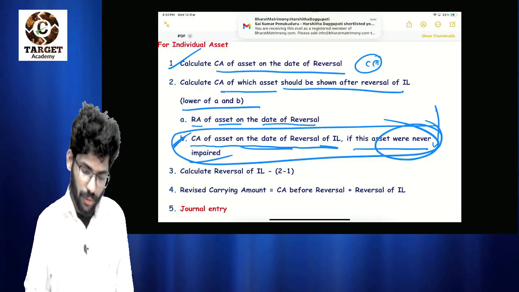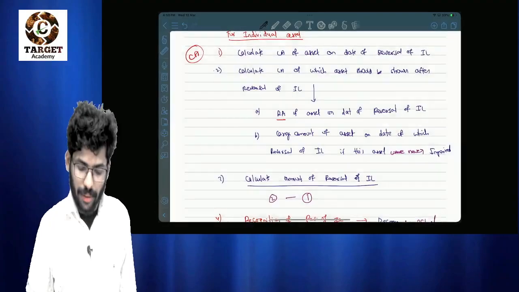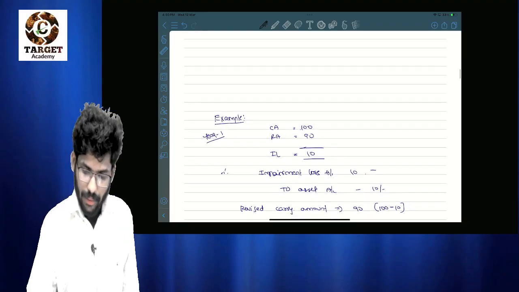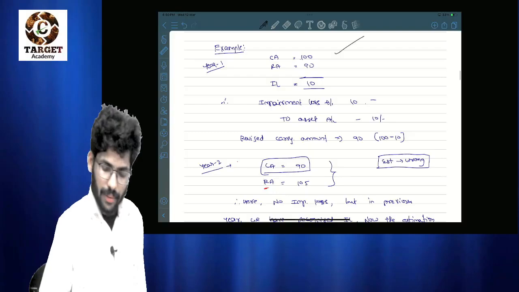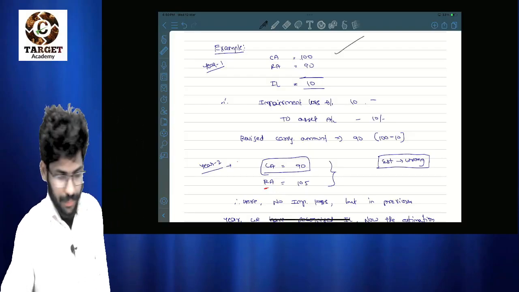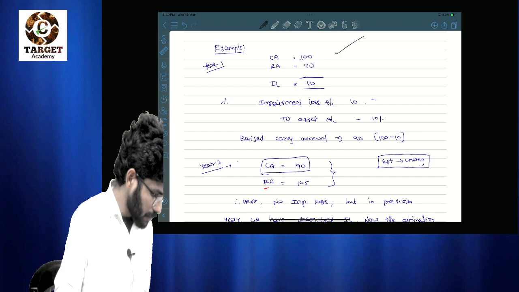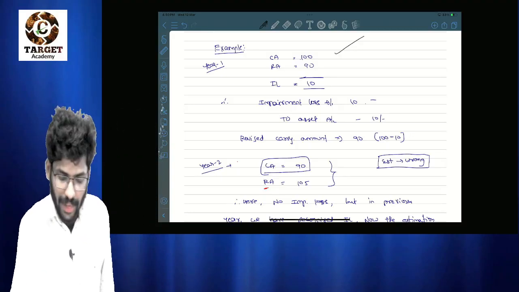Understood or not? No, you will not understand. Not understood. Okay. Coming to the example. See the example, guys. What is the carrying amount here?